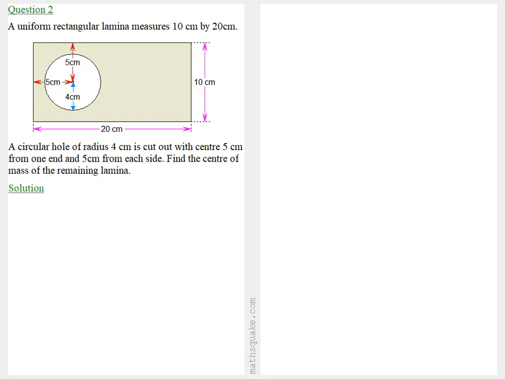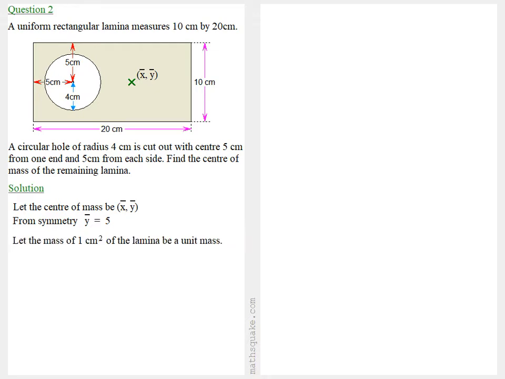Well, to solve this, let the centre of mass be x bar, y bar. We can mark that on the diagram, and since the shape has vertical symmetry, we can see y bar is equal to 5. Now, let the mass of 1 square centimetre of the lamina be unit mass. And let A be the circular lamina that's cut out. Let B be the remaining lamina after A has been cut out.